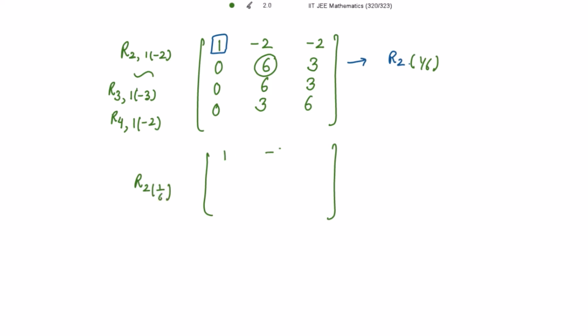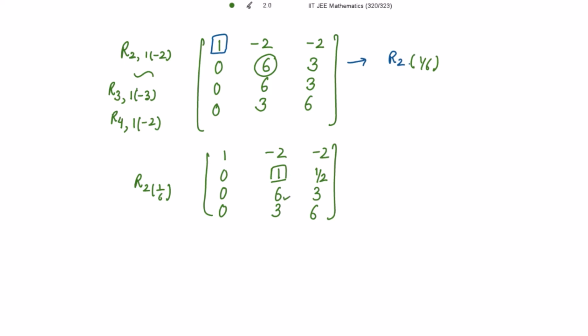Writing the first row as it is and changing the row to 0 multiplied with 1 by 6, we get 0. 6 multiplied with 1 by 6 we get 1. 3 multiplied with 1 by 6 we get 1 half. Okay. Now to get 0 over here and here, I need all other entries below this to be 0.